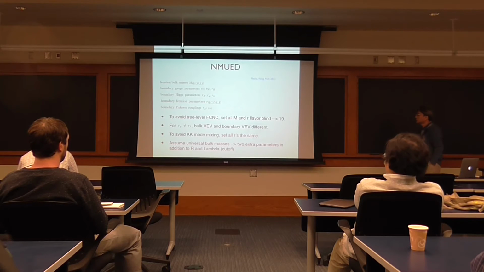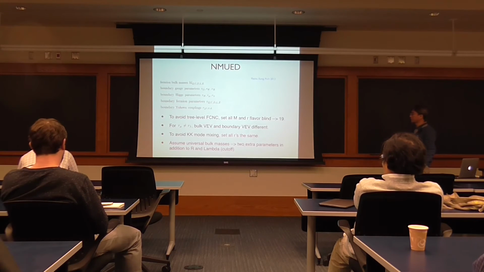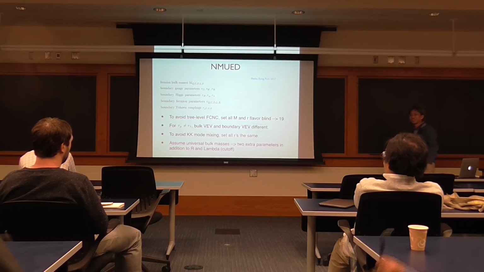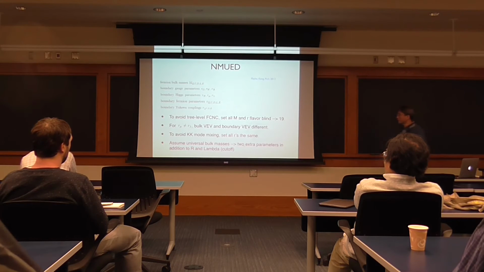Then if you count, just to avoid the flavor changing neutral current, it turns out it's 19, which is the same as the number of parameters in the PMSSM. So this guy can be called the PMSSM. The problem is that you cannot actually solve it analytically. At least Mathematica doesn't give you an answer. So it's hard to solve. So what I did was, well, there are too many parameters, so let me assume the same bulk mass and the same boundary parameters. Then you can solve it by hand. So that actually gives you a nice result.